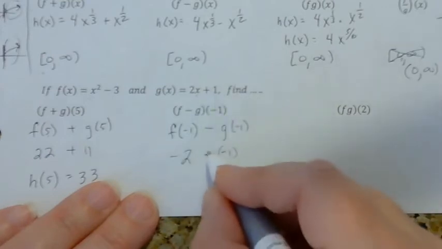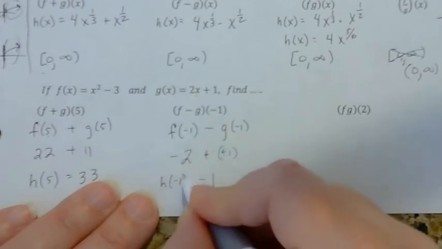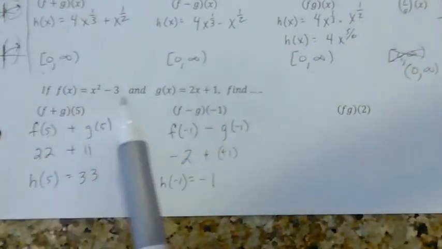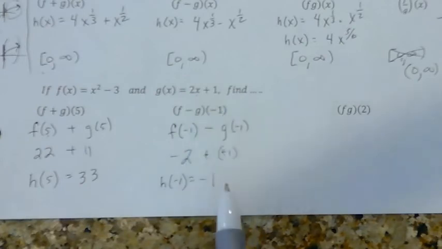Negative 2 subtract negative 1 becomes plus a positive. So h of negative 1 is negative 1. So if I graphed the f function and I graphed the g function and I subtracted the two output values at negative 1, this is what I would get.